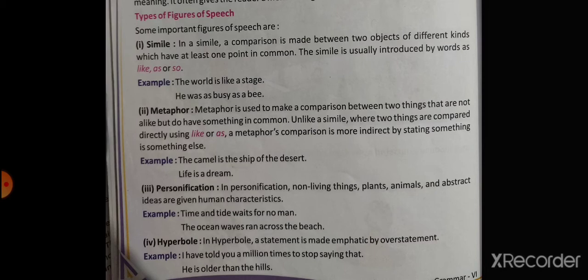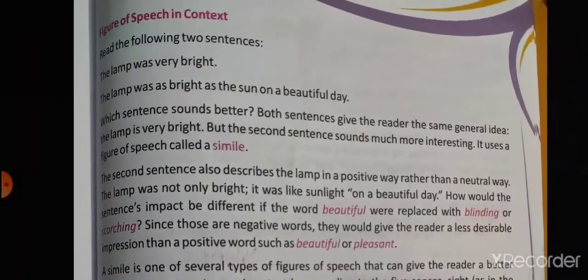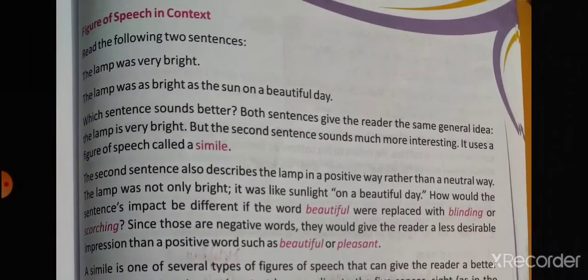Now coming on to the next page. Figures of speech in context. Read the following two statements. The lamp was very bright. The lamp was as bright as the sun on a beautiful day. So which one sounds better? Both sentences give the reader the general idea that the lamp is very bright, which is very obvious. Both of the sentences are telling us that the lamp is bright, but the first one has used simile.